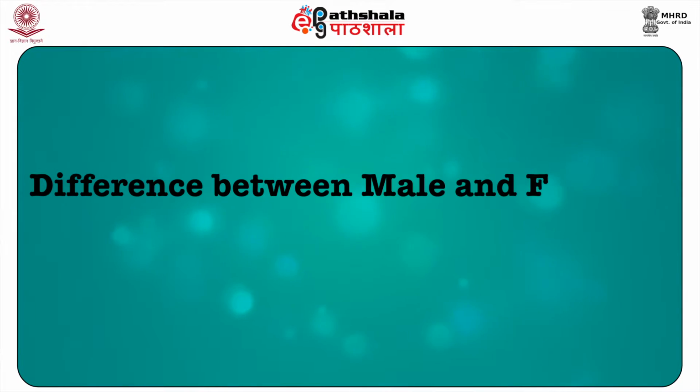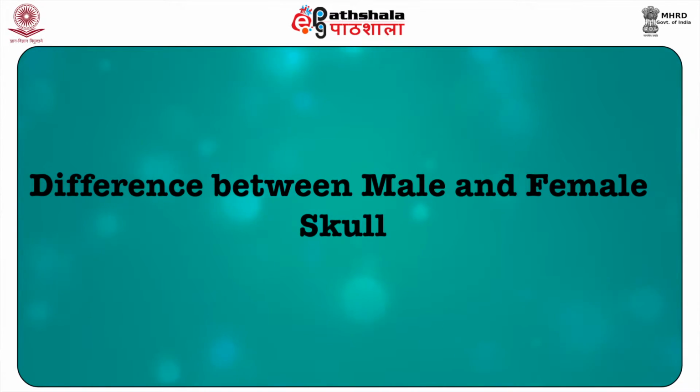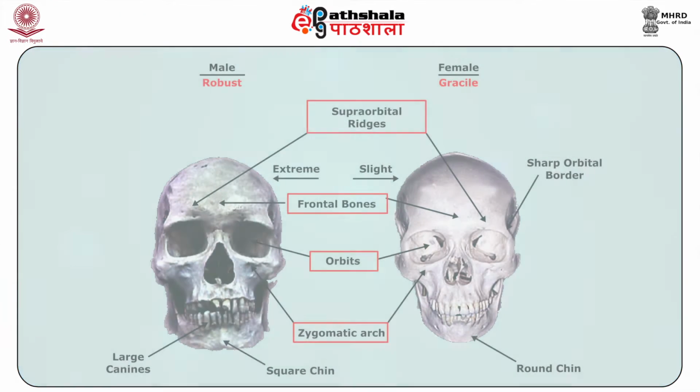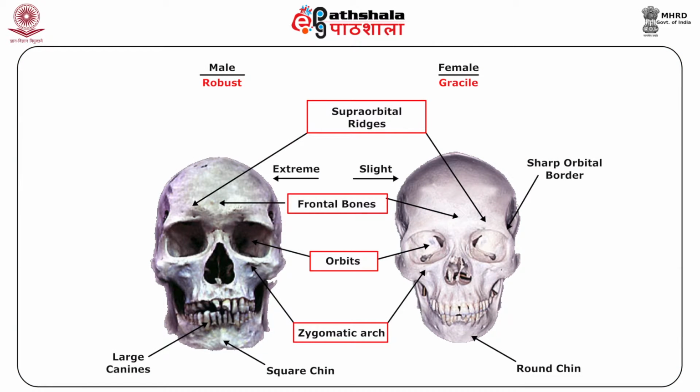Now let us understand the difference between a male and female skull. If we see the general size, the size of the masculine skull is larger, whereas the female skull is comparatively smaller than the male skull. If we see the architecture, the male skull is rugged or rough and the female skull is smooth and gracile because they have lesser muscle attachments. The supraorbital ridges, the region directly above the orbit and nose, or the brow ridges, are much more prominent in males as compared to females.